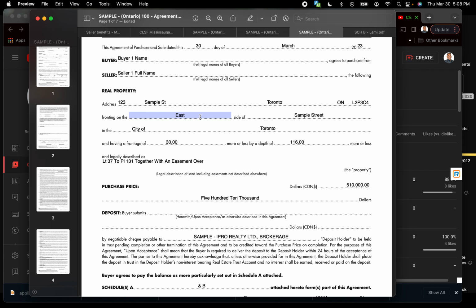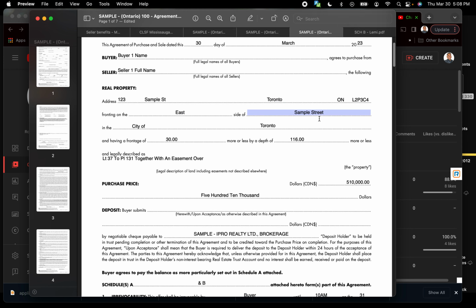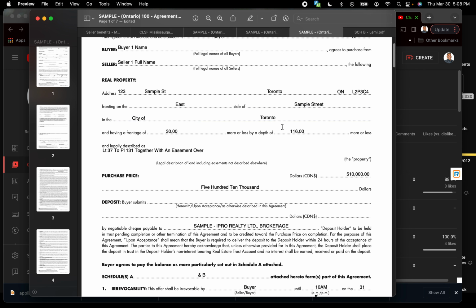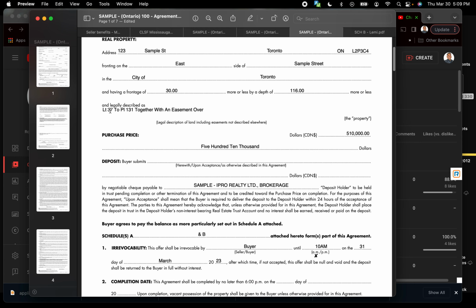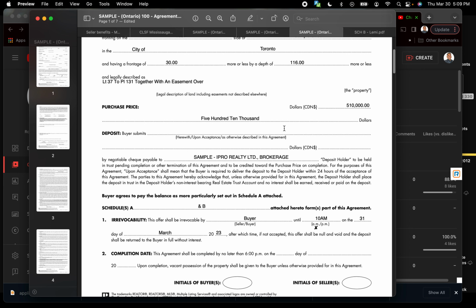This is where it's facing east, on the east side of the street. Then this is where the city will be, which city it is. This is more or less the property dimensions or sizes, and this would be the legal description of the property. Here is where we will have the purchase price, and then this would be the corresponding words for the amount.